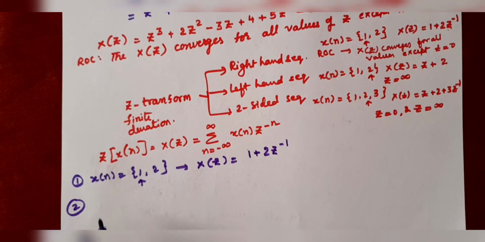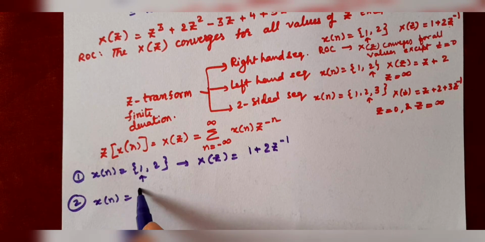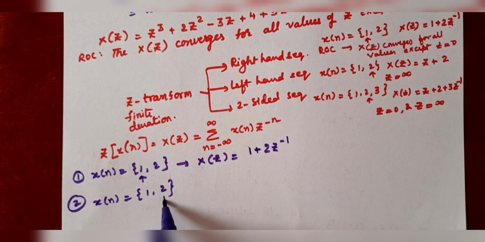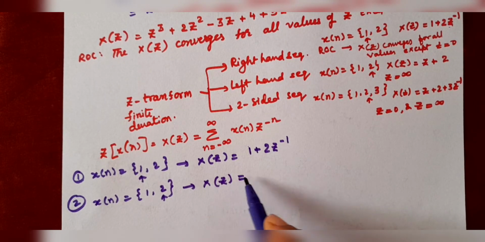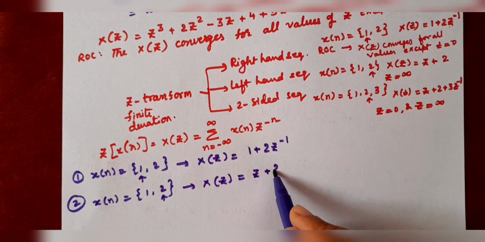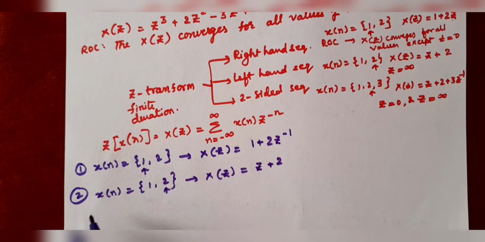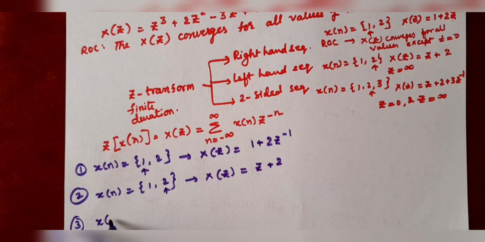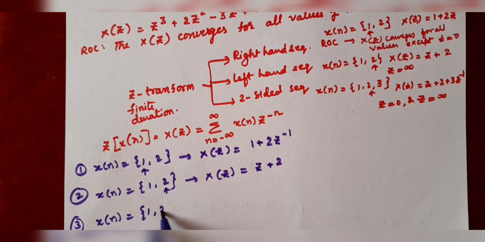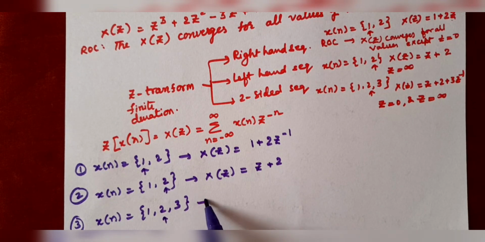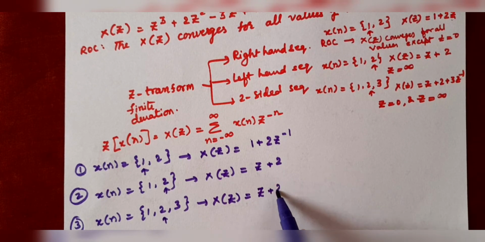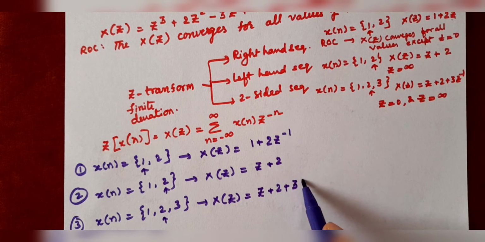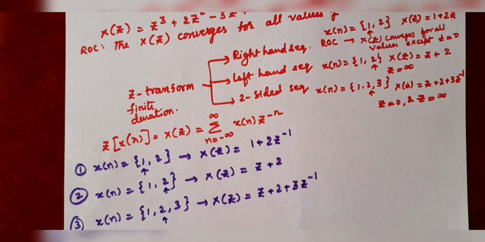For the second question, if x of n is equal to 1, 2 and the arrow is at 2, it is a left hand sequence, then x of z will become z plus 2. And if you take the third sequence, x of n is equal to 1, 2, 3 and the arrow is in the middle, it is a two-sided sequence, then x of z will become z plus 2 plus 3z to the power minus 1.